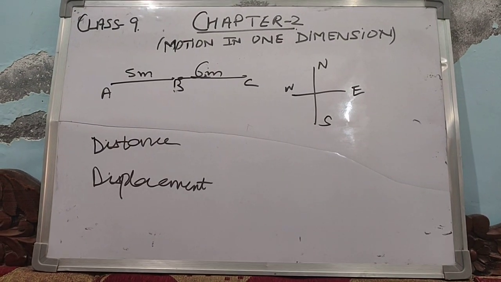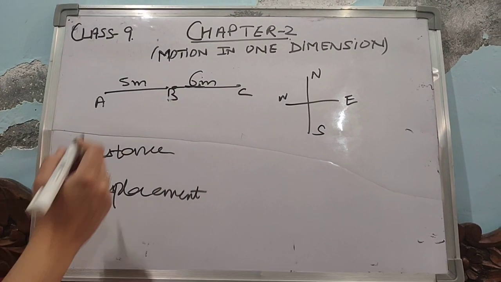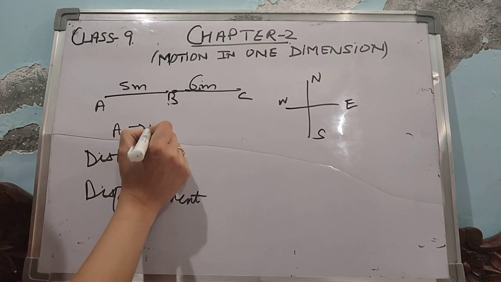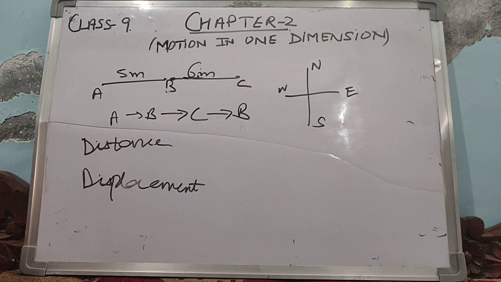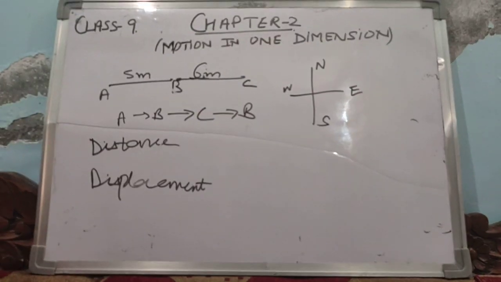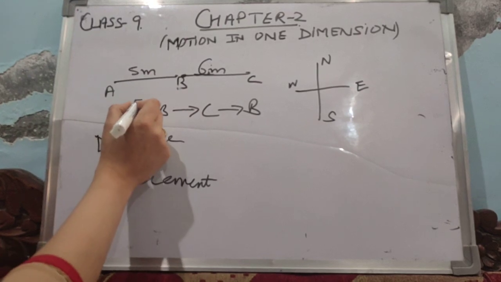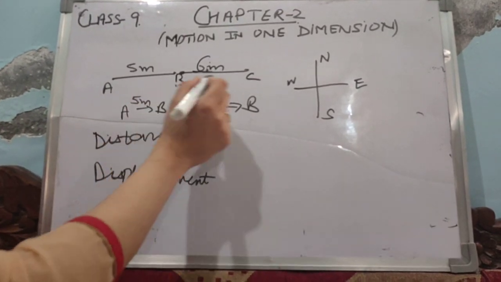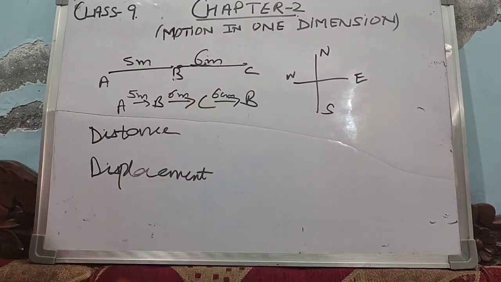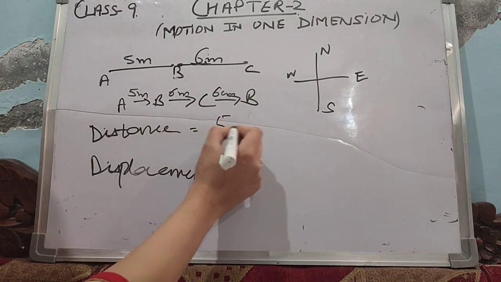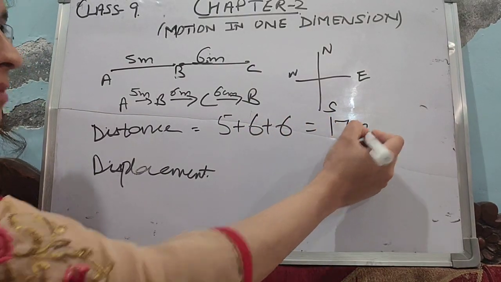Another example to explain distance and displacement is, suppose a body moves from A to B, then to C, and again comes back to position B. What will be distance in this case? Dear students, from A to B it covers a distance of 5 meter. From B to C 6 meter. From C to B again 6 meter. So total distance will be 5 plus 6 plus 6, that is equal to 17 meter.